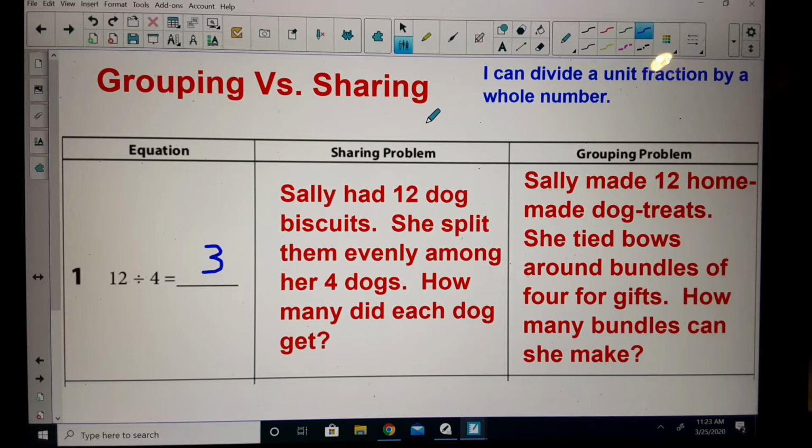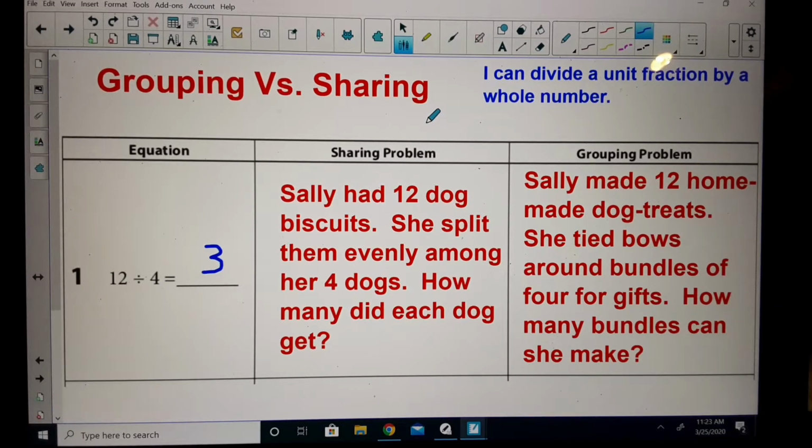Well, we've got the 12 dog biscuits, and that's our dividend. She's splitting them up among 4 dogs. Those are groups, 4 groups. How much does each dog get? We don't know how many they each get. They'll get 3, so that's our answer, our quotient. That is a sharing problem.